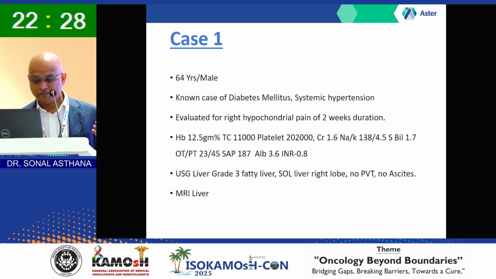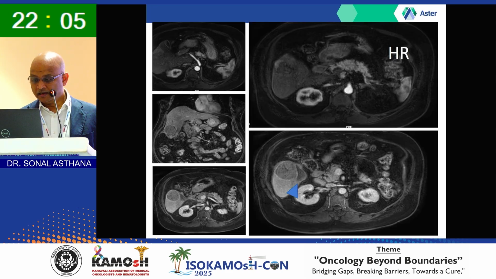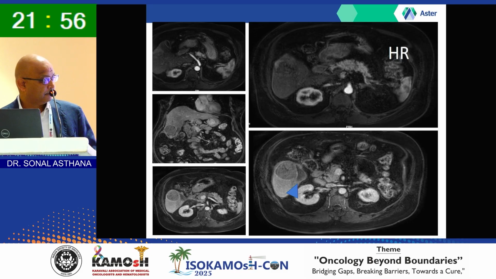With that, we'll go on to our first patient, a 64-year-old man, diabetic, non-alcoholic, had some very vague right hypochondrial pain. The numbers are in front of you. Creatinine is a little bit high. The liver functions are broadly normal. This patient had a grade 3 fatty liver, non-cirrhotic, with an SOL in the right lobe. There was no portal vein thrombosis or ascites. So we did an MRI, and I'll ask our first panelist, Dr. Harshit, to please go through this MRI.